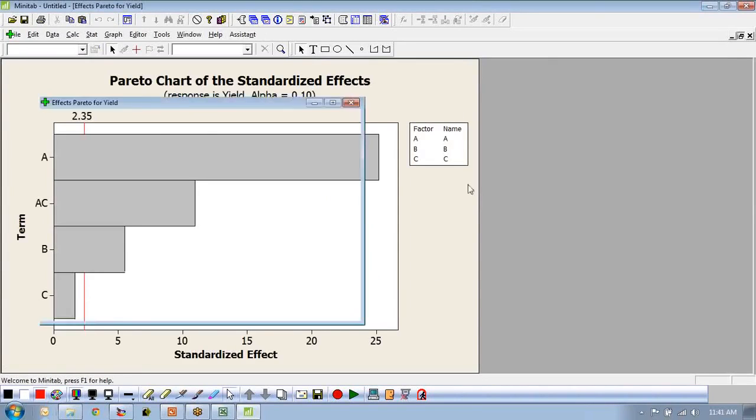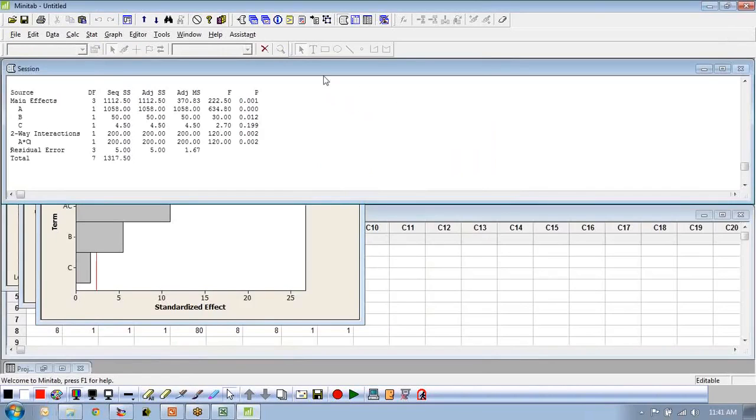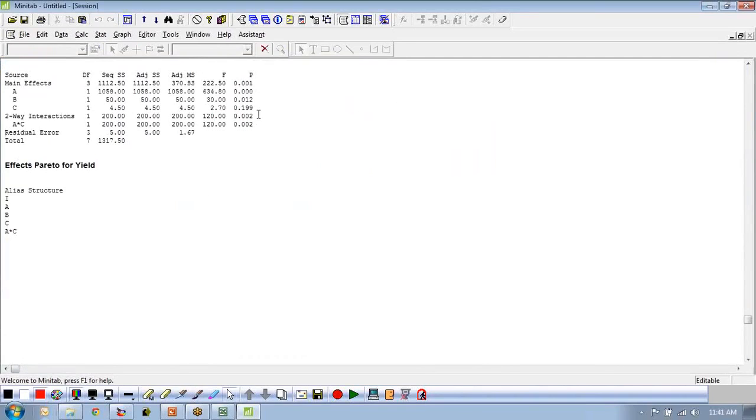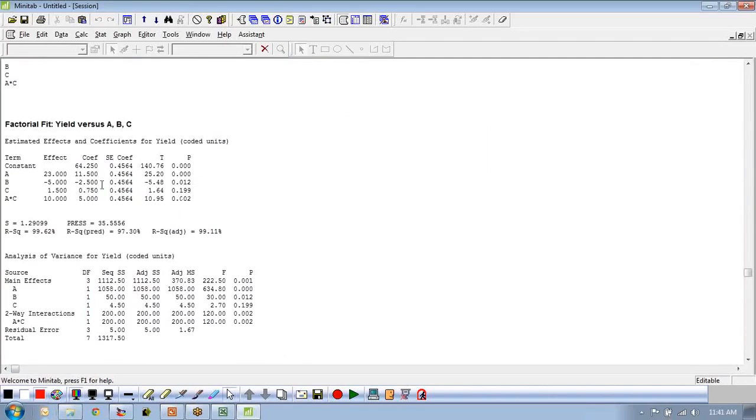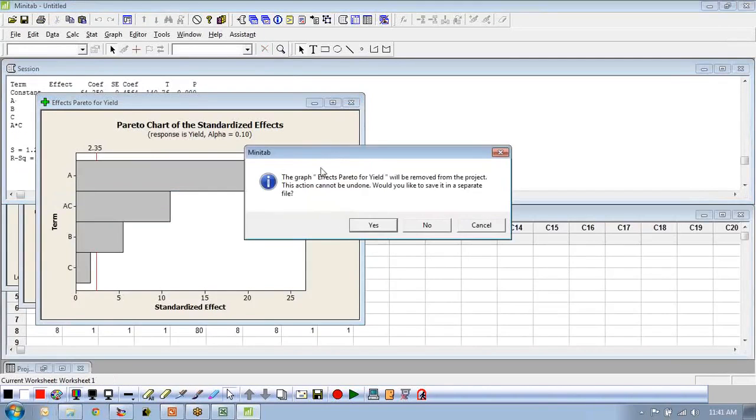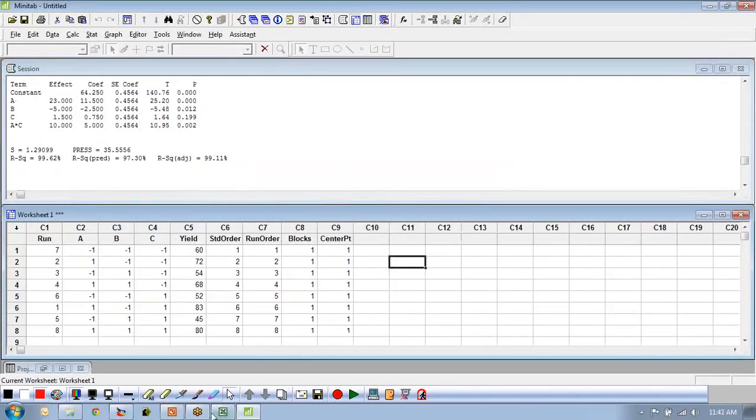Okay, there we go. And that's our model right there. 64 plus 11.5A minus 2.5B plus 0.75C plus 5 times AC. That's it. That's our model. And we can plug into that if we want.